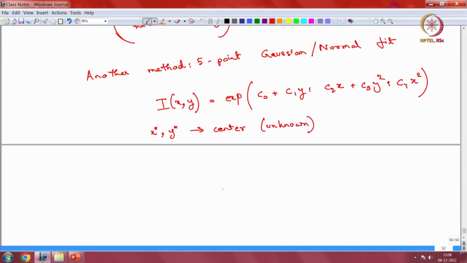Now in order to find the center, all you have to do is, at the center your curve will show a maxima. So when you impose these conditions on the above equation, you will be able to find out C0, C1, C2, C3 and C4, and hence be able to find out the location of the center of the particle.